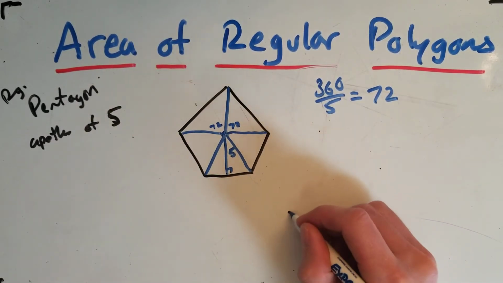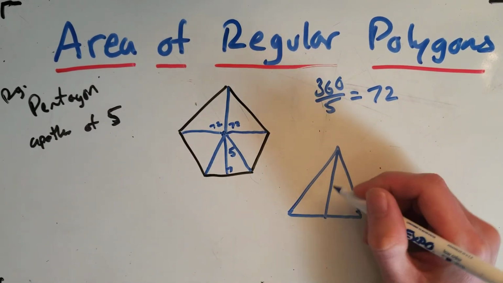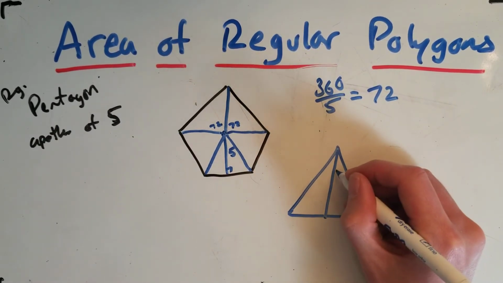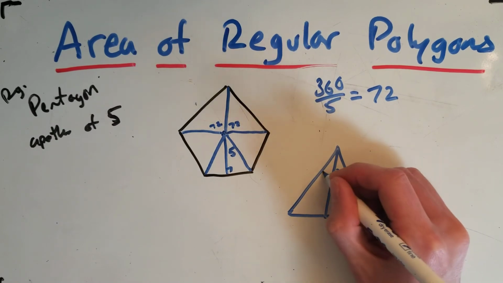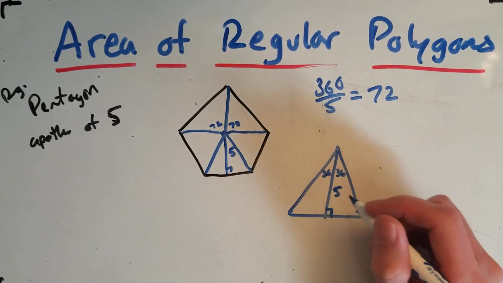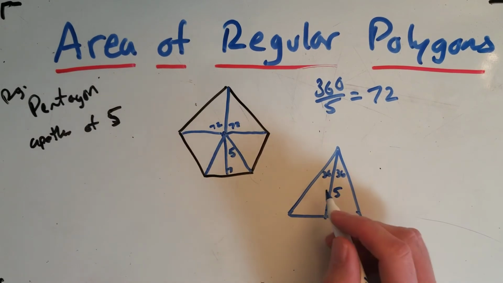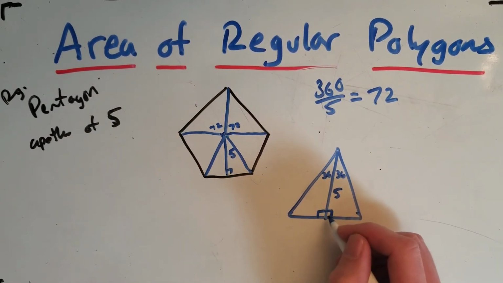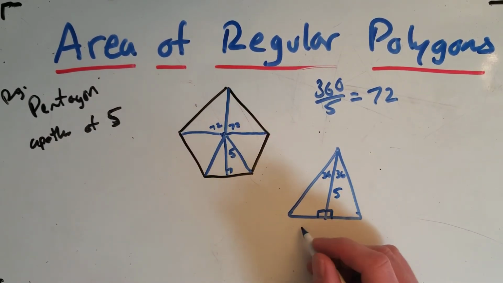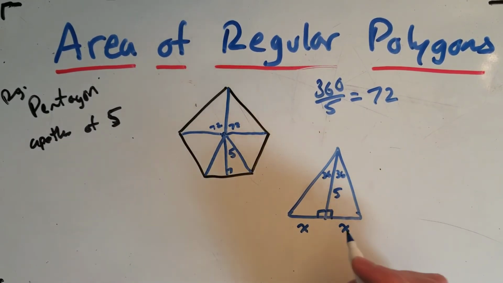If you look down here, I'll zoom in on it. If it's 72 for the whole angle, each one of these is going to be 36, and this is going to be a length of 5. Our goal is going to be to find the length of the side, so then we can find the area. So we have 36, we do have 90 down here, and we'll just call this x. The whole side will be 2x.